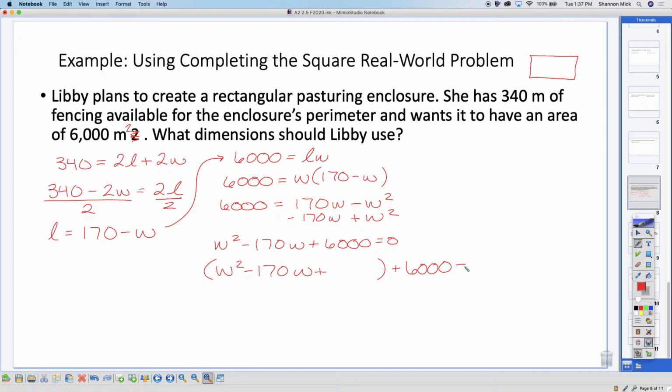Then divide the 170 by 2. -170 divided by 2 is -85, squared. 85 squared is 7,225. Yay, math. Okay, and so over here, 7,225, negative 7,000. Well, it's already got the minus. Okay, so now what?